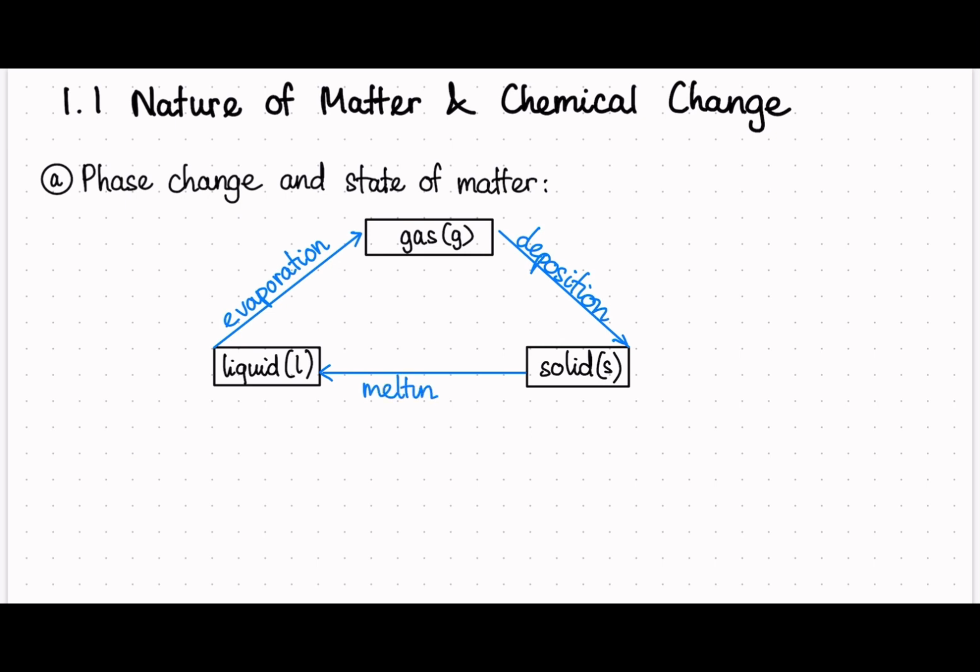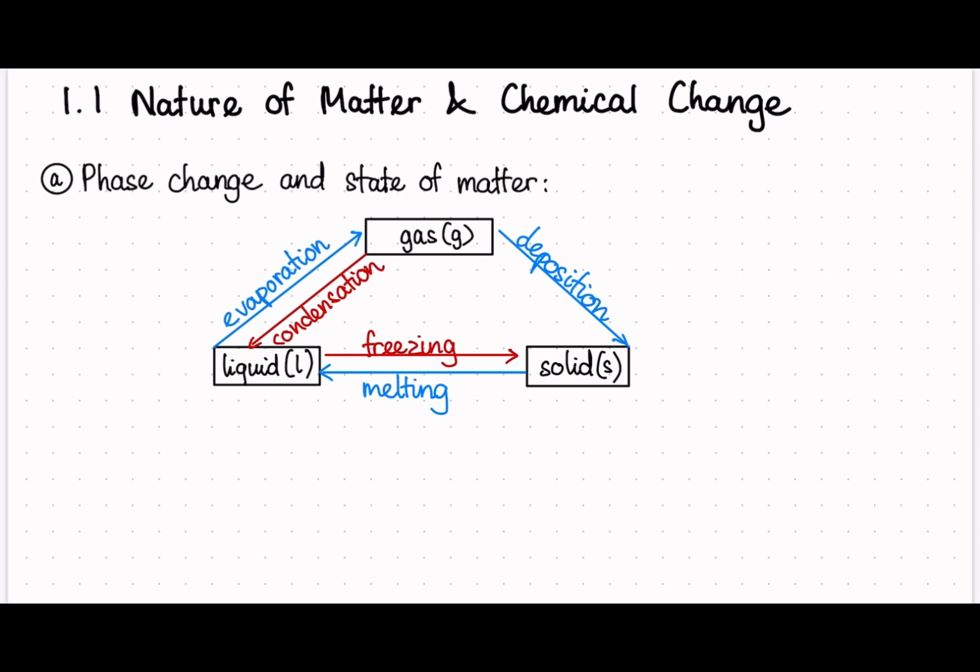We can also go the other way around, and we will use a red arrow to represent this phase change. So we go from gas to liquid. This process is called condensation. Going from liquid to solid is called freezing. And from solid to gas, it's called sublimation.